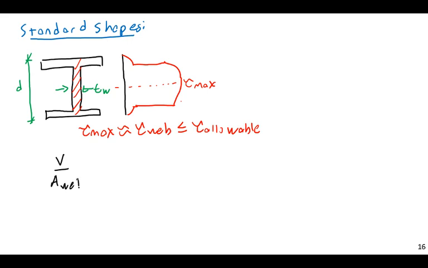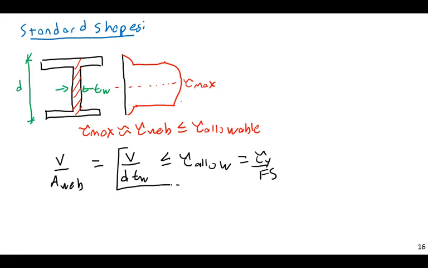Tau over a web equals V over, so we can think of it like this, d T web is less than or equal to tau allow, which is equal to often tau yield over the factor of safety. That's F capital S. So really, this is our governing equation for most, say, steel design and concrete design. Your shear over your depth of the beam times the thickness of the web must be less than or equal to tau allowable, which is often equal to the yield stress of the material divided by the factor of safety.